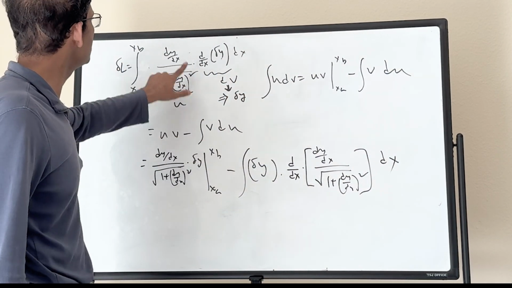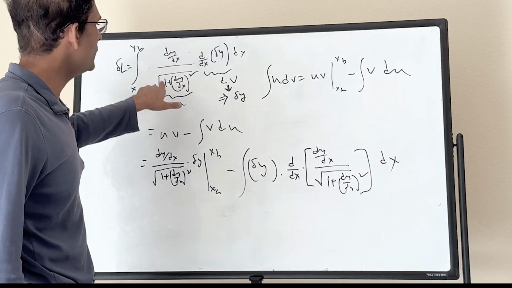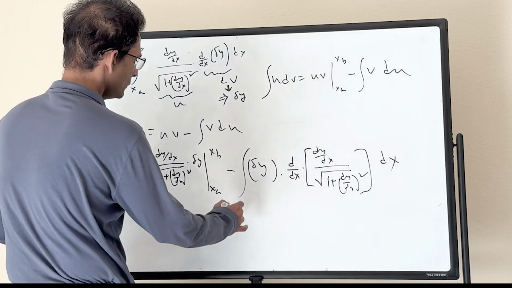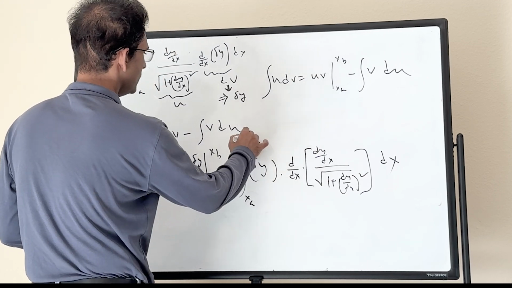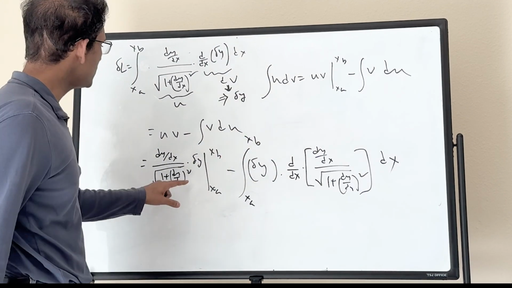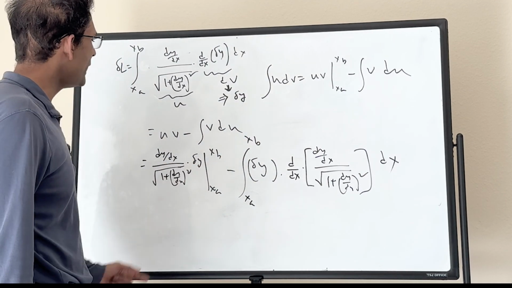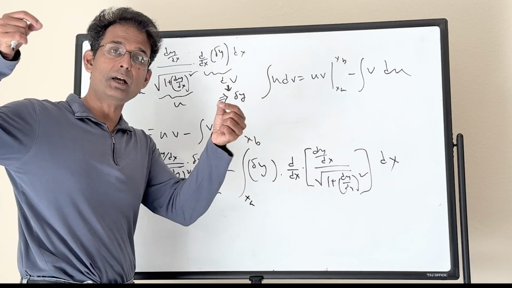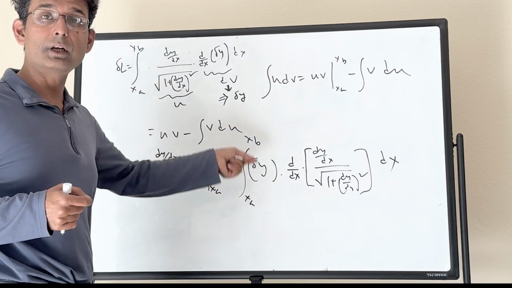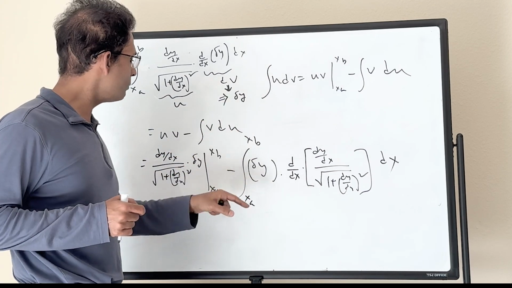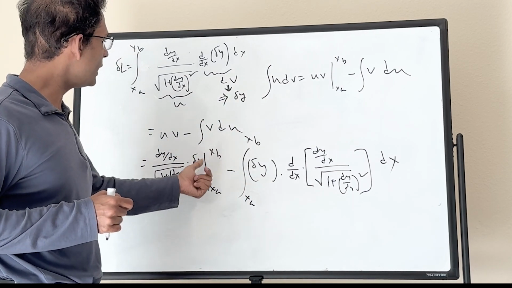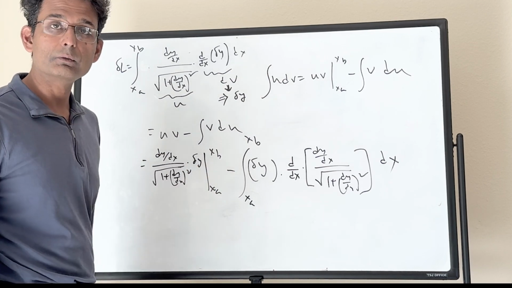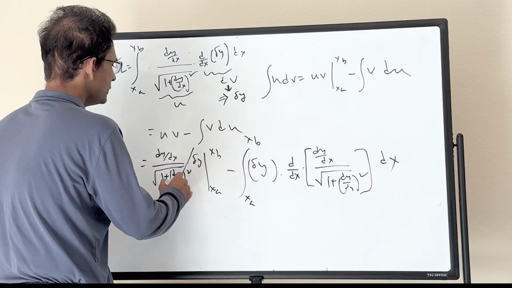Right? If this is u, then du is the derivative of that, and then dx. It's happening between xa and xb. Now the good part is that delta y vanishes at the two endpoints, xa and xb. Remember, all the paths have the same endpoints, so no variations at the two endpoints. So delta y at xb is equal to 0, delta y at xa is equal to 0, right? So this term vanishes, this goes to 0.